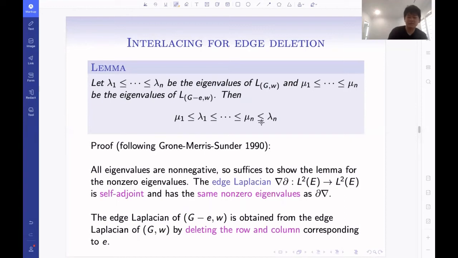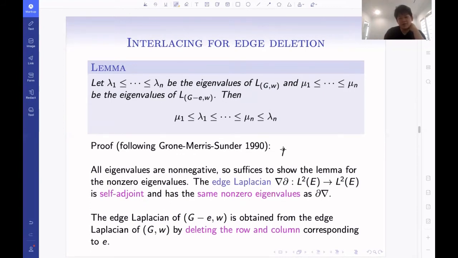So what's one way to prove this? All eigenvalues of this Laplacian are actually non-negative. So it suffices to show the lemma for the non-zero eigenvalues. You get the interlacing on the non-zero eigenvalues. You also get the interlacing on the zero eigenvalues. Okay, the edge Laplacian, let's define that to be the gradient of the negative divergence from your space of vector fields to itself. It is self-adjoint for the same reason the vertex Laplacian was self-adjoint.